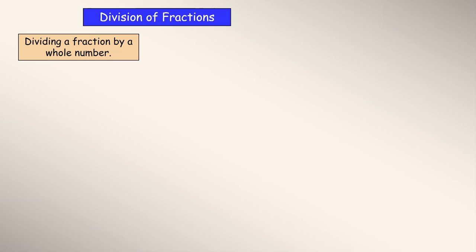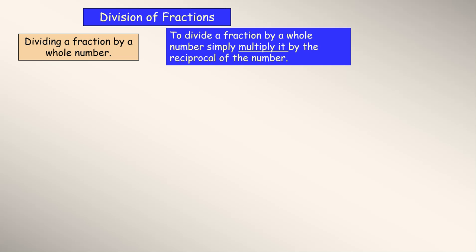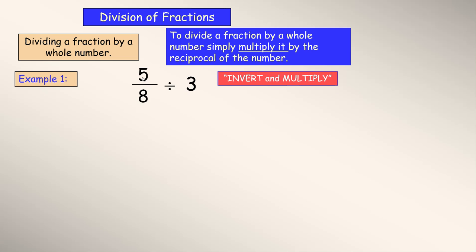Right, this first instance, we start simply, divide a fraction by a whole number. So the steps are, we change the division into multiplication. We multiply it by what's known as the reciprocal of the number. So that's our rule, invert and multiply. This first instance here, I've got 5 over 8 divided by 3. So 3, I can see it as 3 over 1. I don't like doing division in fractions, so I change it to multiplication.